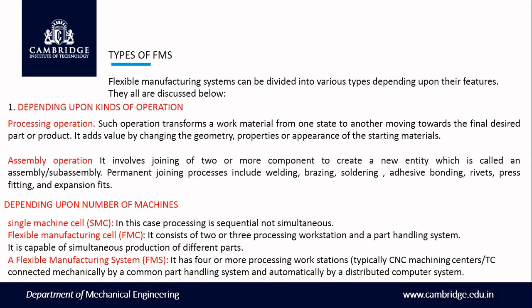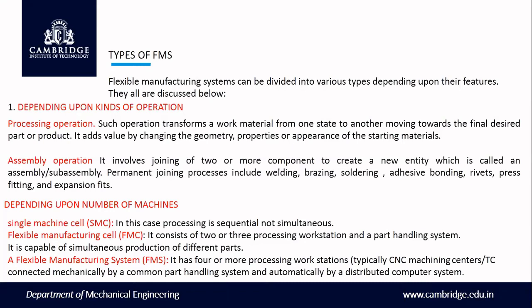Here there are two things: one is depending upon the kind of operation, and the other is depending upon the number of machines. The kind of operation is processing operation and assembly operation. There are two types of FMS. One is depending upon the kind of operation. In that, processing operation is nothing but transforming a work material, a raw material, from one station to another, moving towards the final desired part or product. It adds value by changing the geometry, properties, or appearance of the starting material.